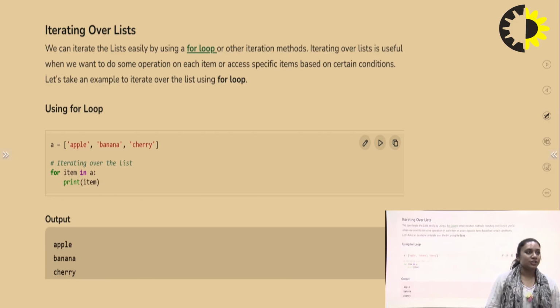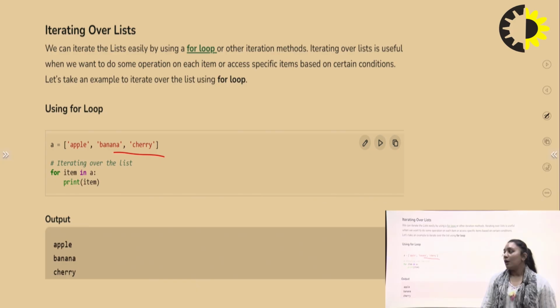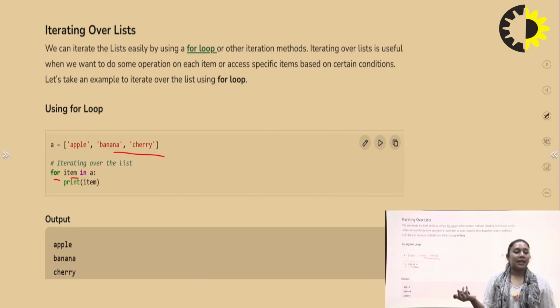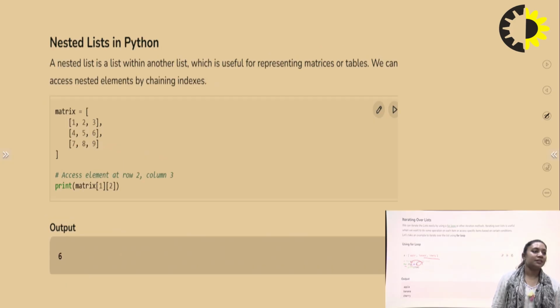Method or the iteration method we use. So this is the list. How can you iterate? By using the for loop. For item, I can take any type of variable. So I take here the item, in which A. So this A list can be stored in the item variable and then simply print the item, right?